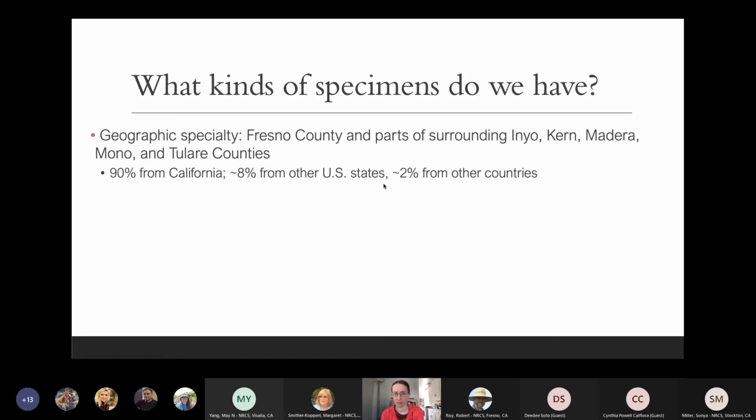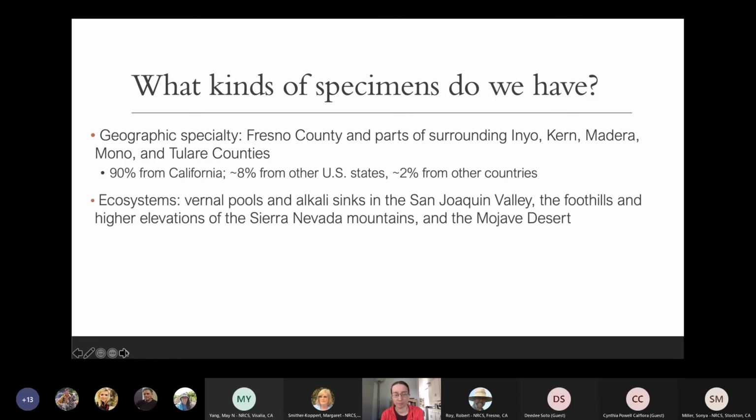We have stuff from Vermont. There are all kinds of random states in there. So 2% or so are from other countries. We occasionally find things from Switzerland or Sweden or New Zealand. So there are a few kind of far-flung places in the herbarium.